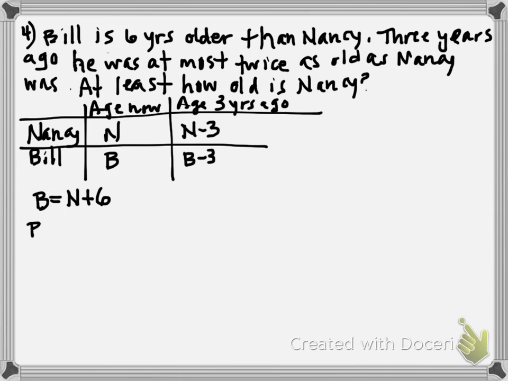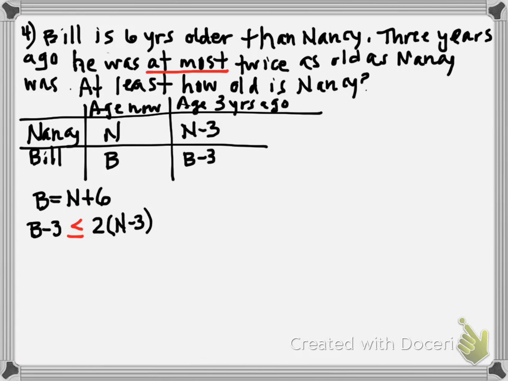So 3 years ago Bill was B minus 3, was at most, oh, now that changes things. So now we've got at most, so that means he could have been less than or equal to. Bill was at most twice as old as Nancy was. So Nancy, 3 years ago, was N minus 3.